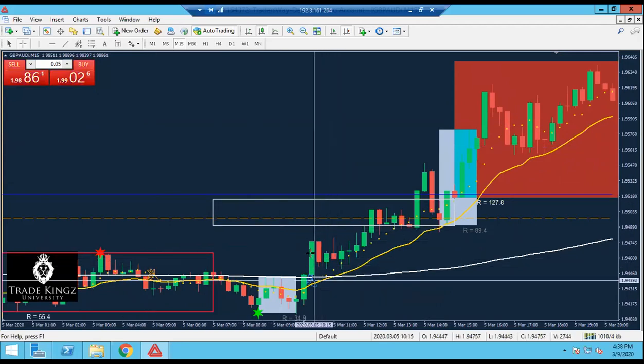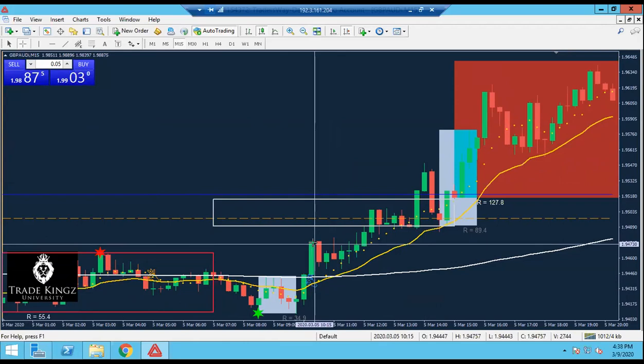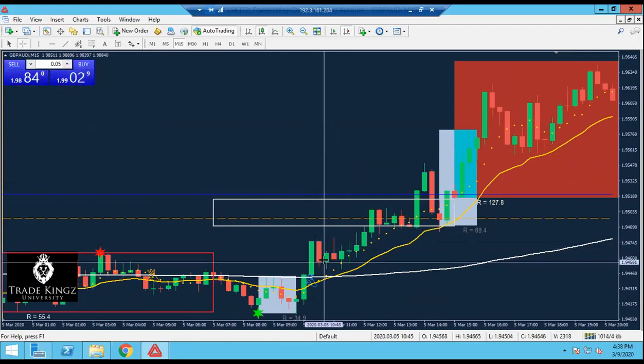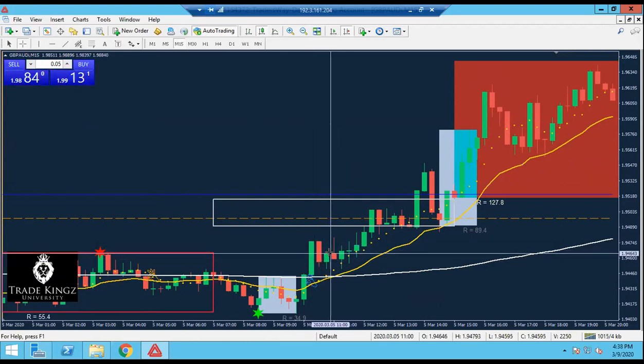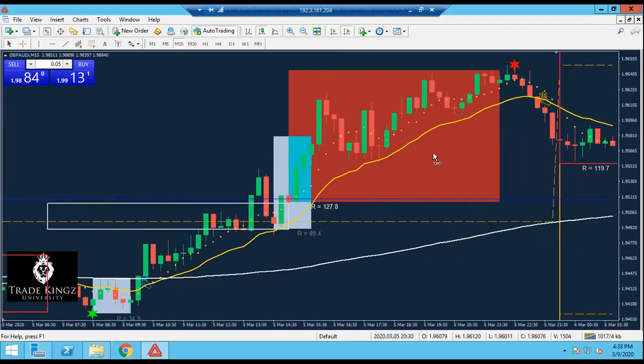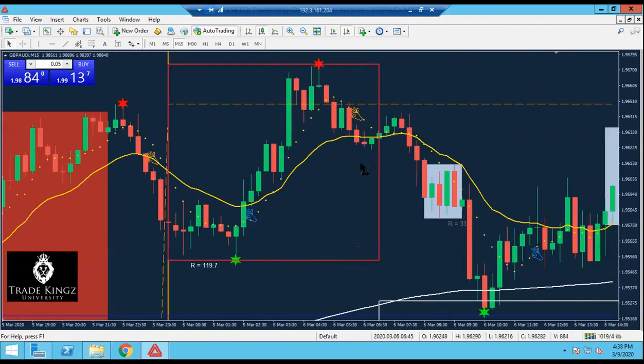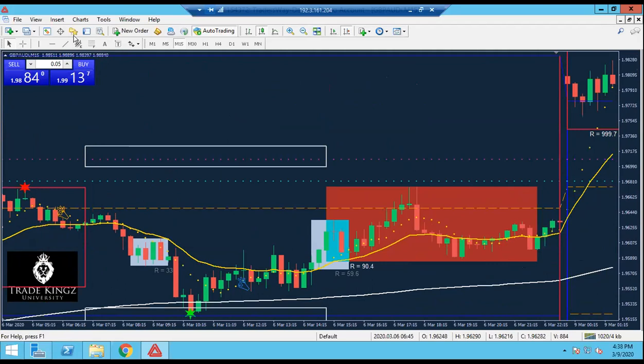Because you wouldn't have got this entry signal anyways until this candle closed. So I would have waited a few candles. So you would have took it here. And that's already 156 pips. We can even look at another pair and then we'll be done.